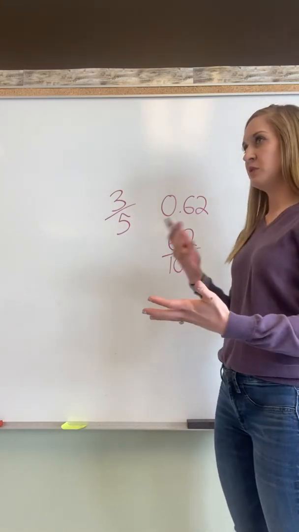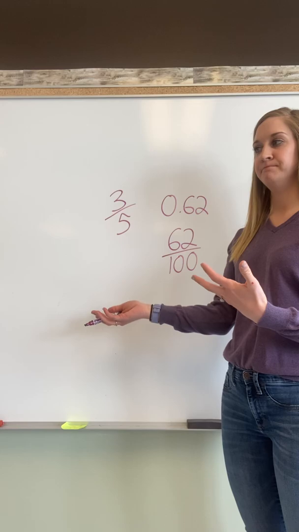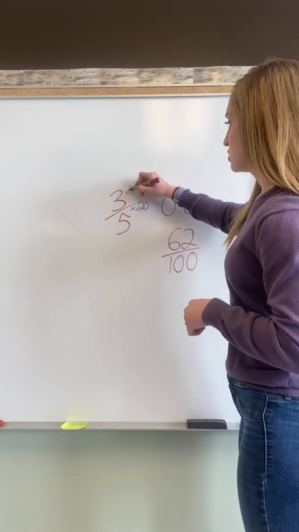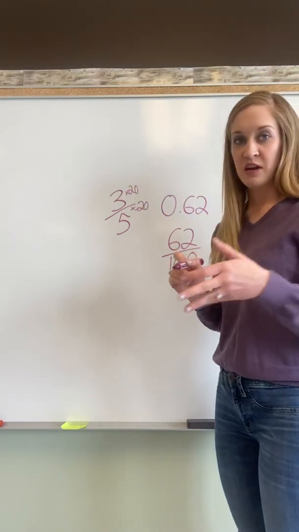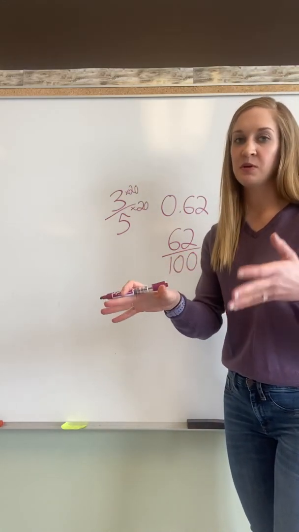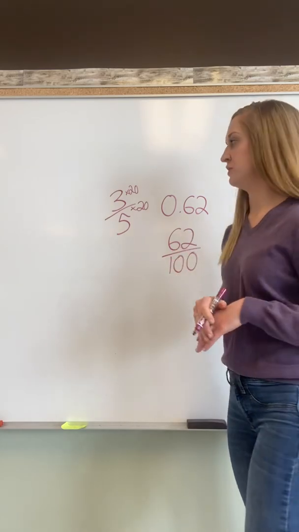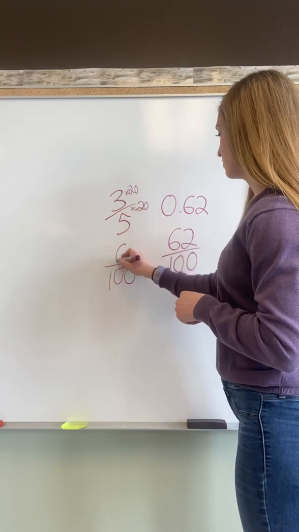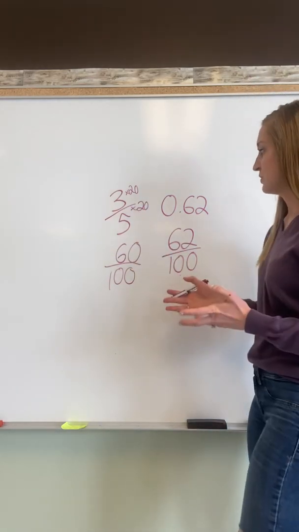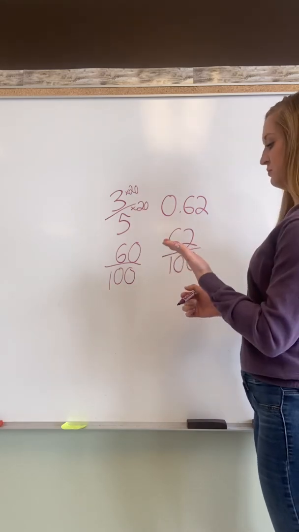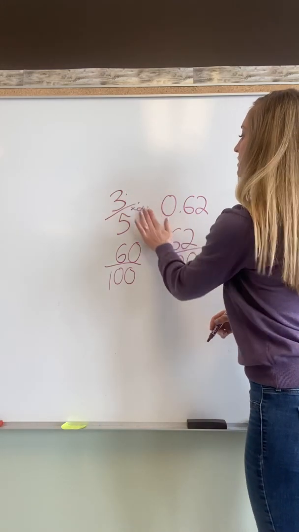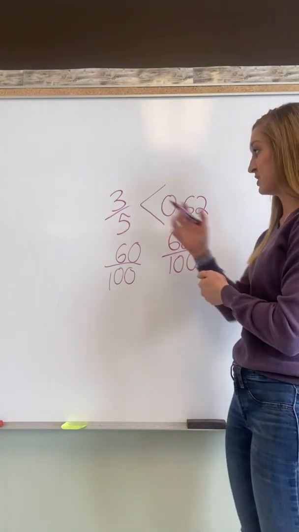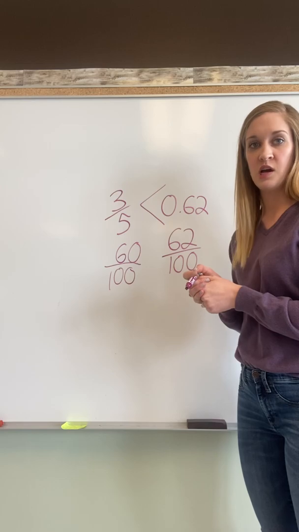So 5 multiplied by what is 100? 20. So again, I'm going to multiply the top and the bottom by the same number so that it's equivalent. Okay, if I don't multiply by the same number, if I just leave the numerator the same, then it's not equivalent. So 5 times 20 is 100, and 3 times 20 is 60. So here I can see now that, there's a little bug flying around. Now I can see that 3/5 is actually less than 62/100 because 3/5 is equivalent to 60/100.